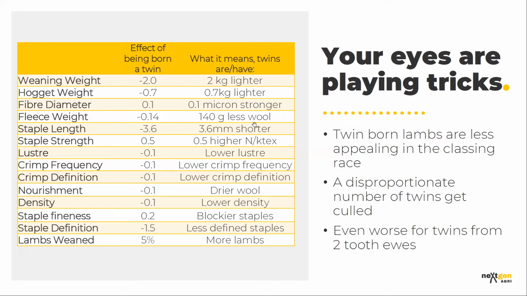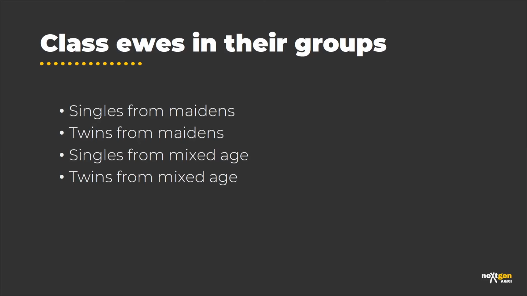They're stronger in the wool. They're finer. They're cutting less wool, shorter in the staple, lower luster, lower crimp frequency, lower crimp definition, drier wool, lower, like everything kind of just moves against the twin. And so we have to be careful when we're running in there and making selection decisions that we're not culling all those twins. And it's even worse for twins from two-tooth ewes. It actually gets worse than that. So lots of opportunity to use eID to make much better decisions with our ewe selection.